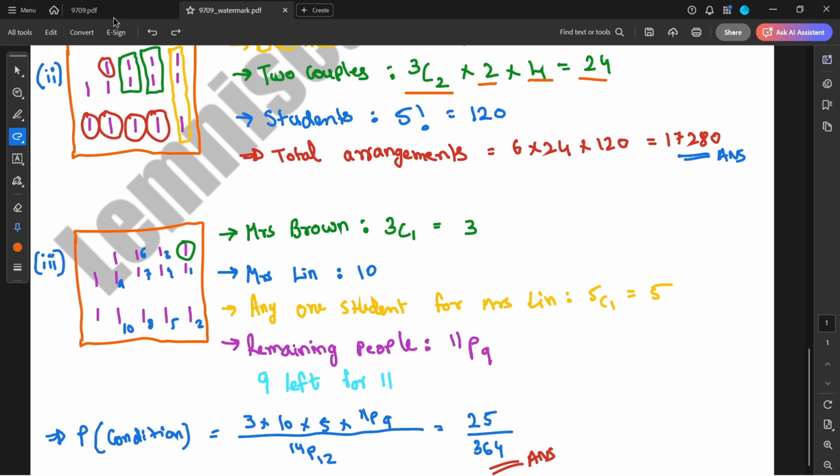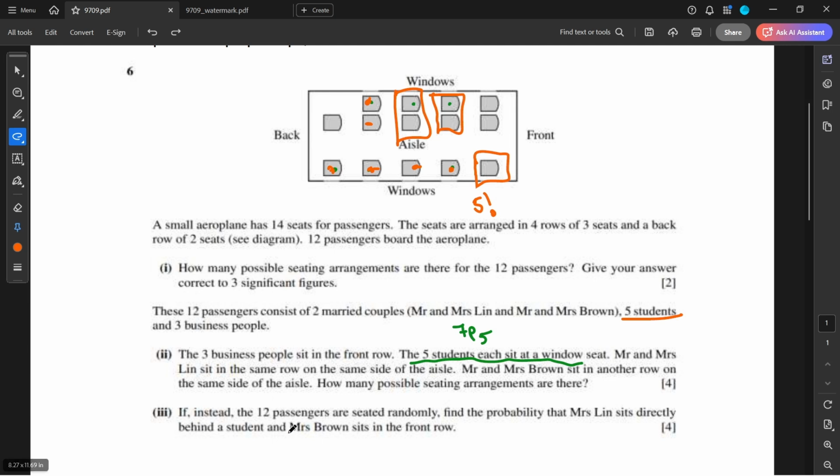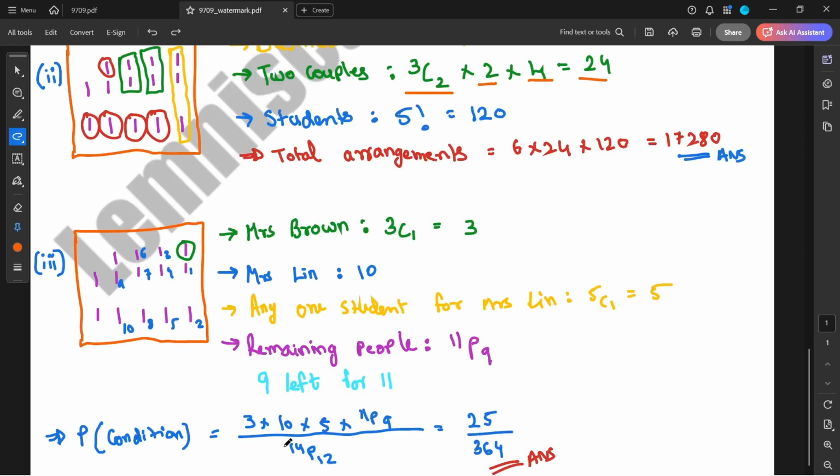So in the question, they had asked us, because we are allowing 12 passengers to be sitting randomly such that Mrs. Lin is sitting behind a particular student and at the same time, Mrs. Brown is acquiring one of the seats in the front row, the total possible arrangements is going to become 14P12. That was the answer in the first part. And the possibility of the arrangements of the other people is going to become simply the multiplication of all the possibilities. That is 3 into 10 into 5 into 11P9. And then if you simply do this division, this is the final answer that you will be getting. I hope that this has given you some kind of an idea of how to solve this question.